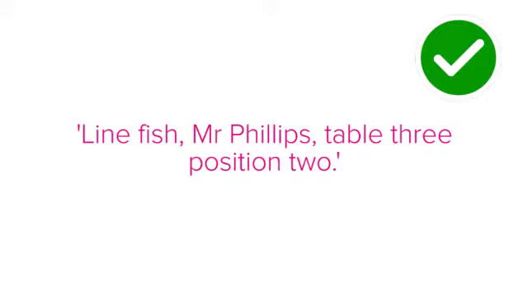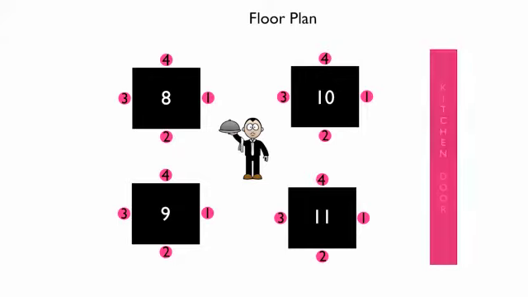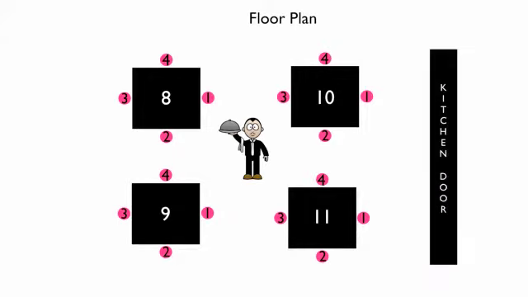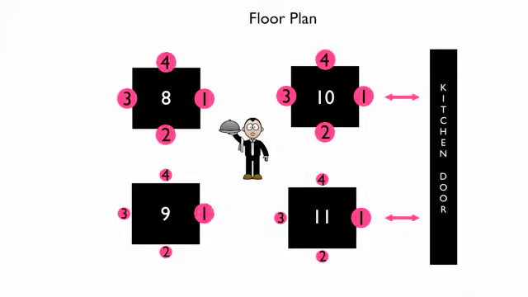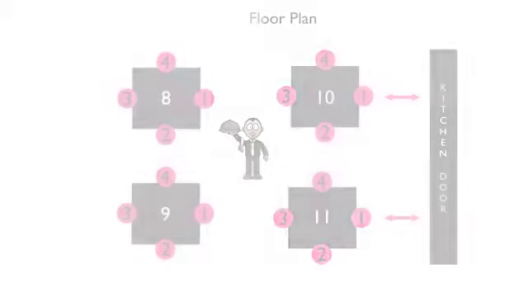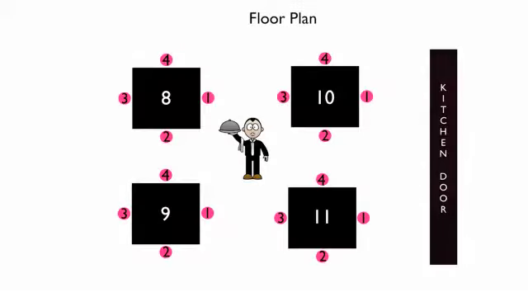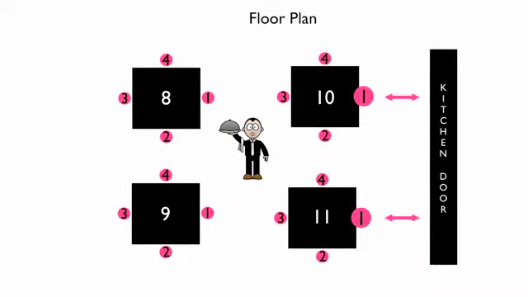To assign position numbers at your establishment, pick a major feature in your dining room and make the seat that is closest to that feature position 1. Then, count the remaining chairs clockwise to assign numbers to the rest of the table. For example, use the entrance to the kitchen as a feature, and then position 1 will be the seat at the table that is closest to that sign.